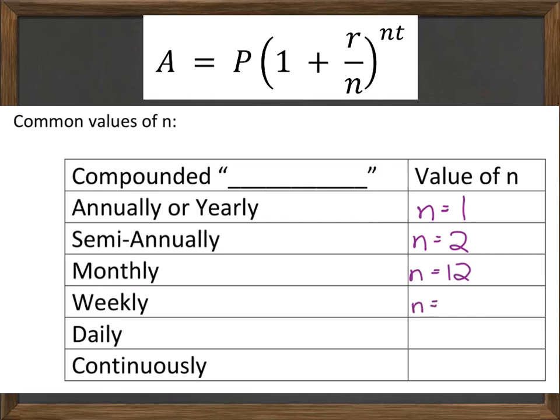Weekly, you may or might not know there are 52 weeks in a year. About, because a leap year is not exact, but we just say N is 52. Daily, there are 365 days, sort of, in a year, except for leap year. So N equals 365. And continuous, remember, for continuous compounding, we don't need N. In fact, for continuous compounding, we cannot use this equation. For continuous compounding, we have to use A equals P E to the RT. In other words, there is no N.